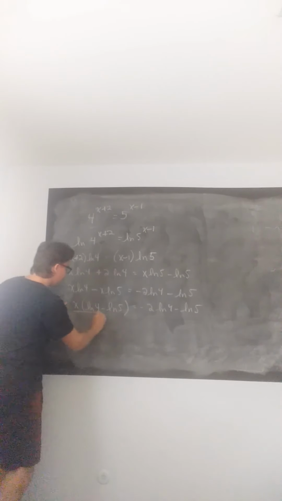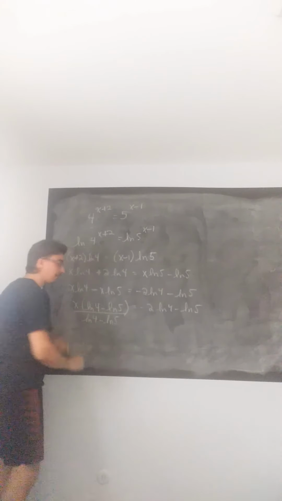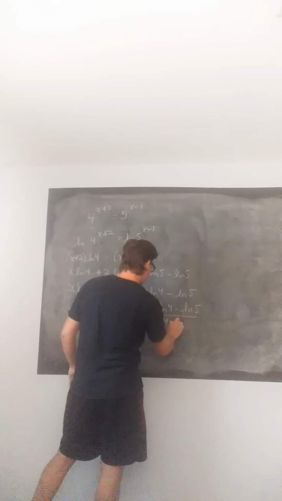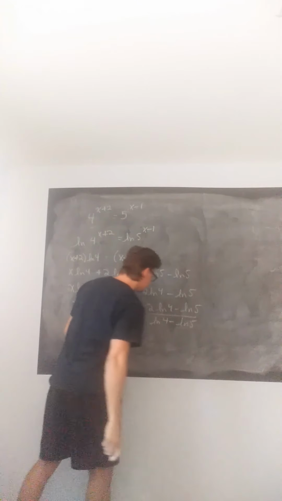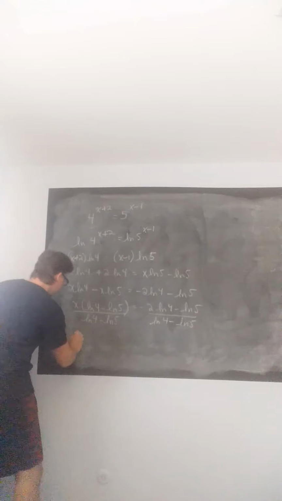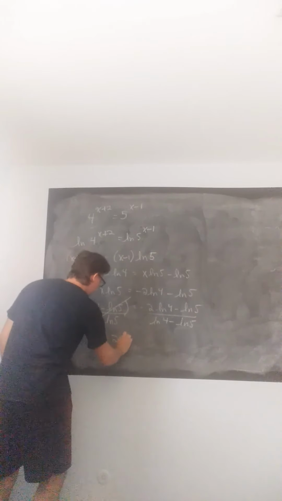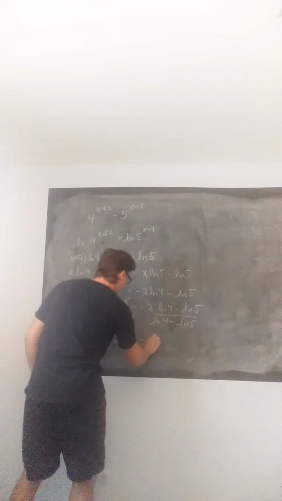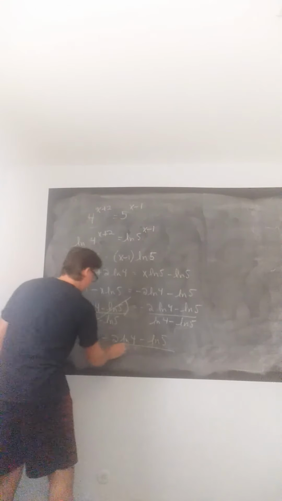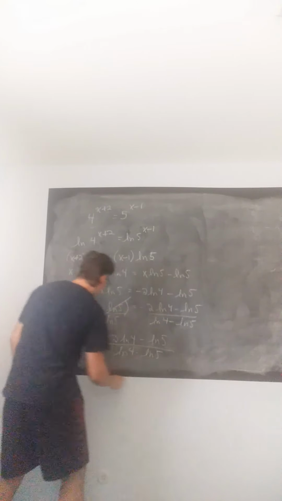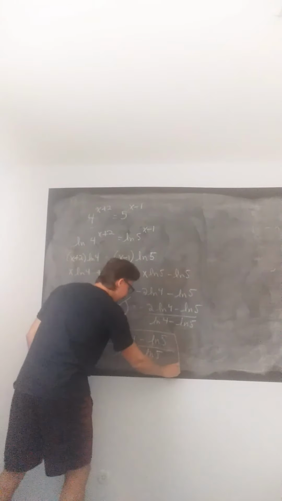So over here now, I'm going to divide both sides by ln 4 minus ln 5. Remember, those are just numbers, they're not variables, so we're able to do so. So these cancel out. You're left with x equals negative 2 ln 4 minus ln 5 over ln 4 minus ln 5. And that would be your final answer.